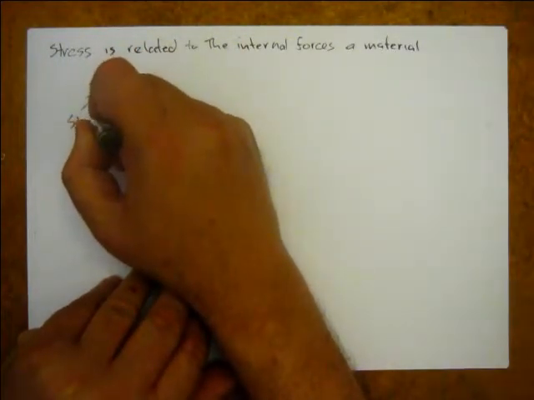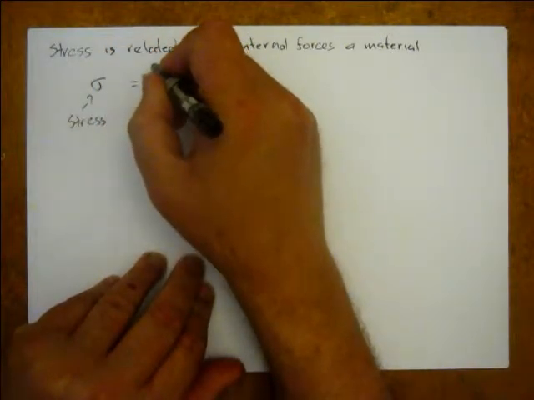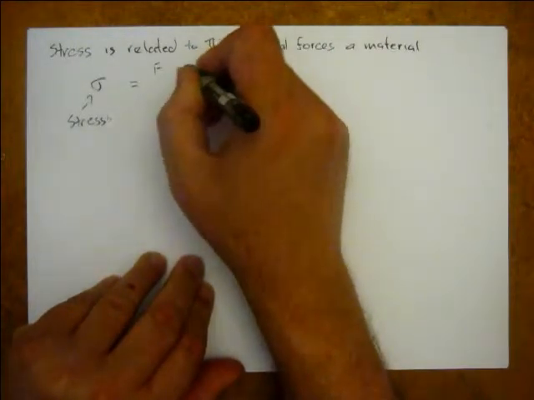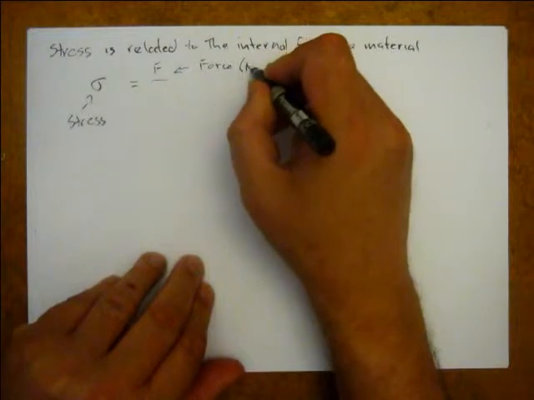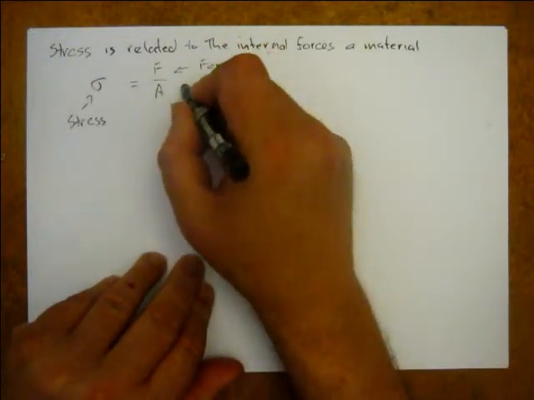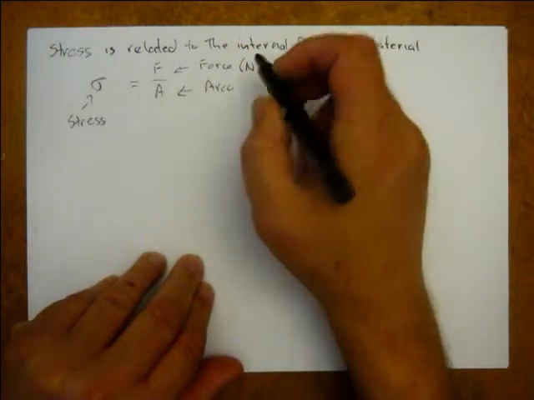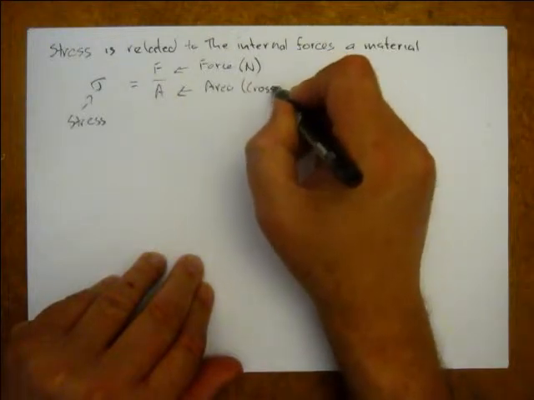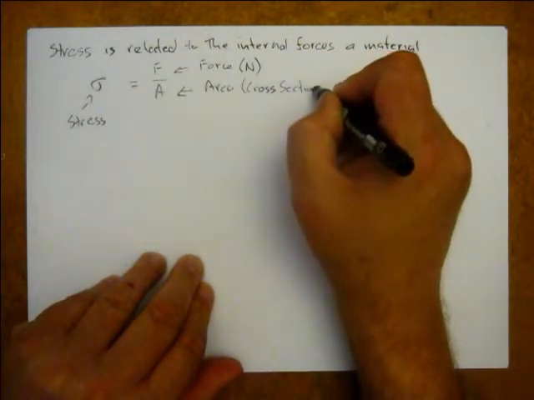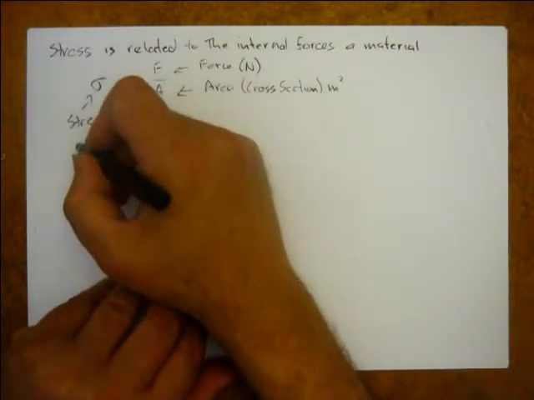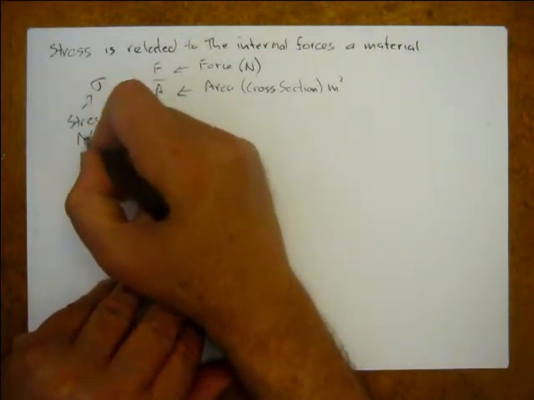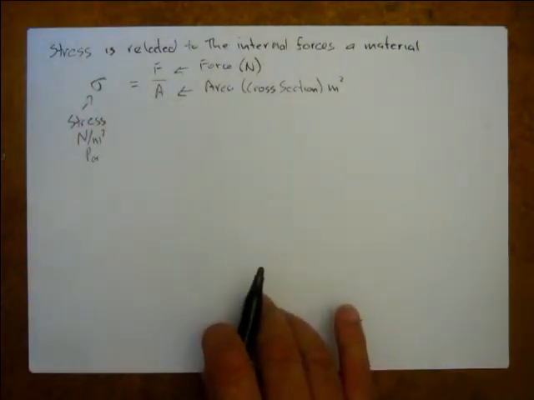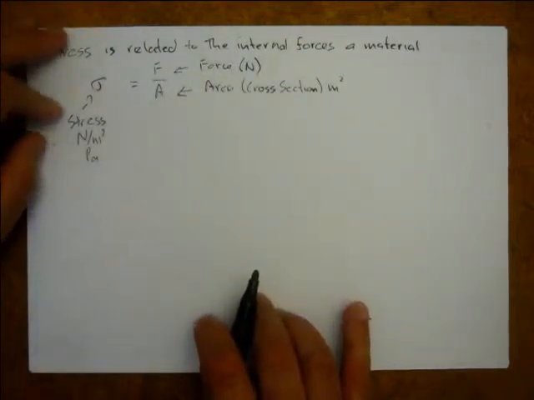We're going to use the Greek letter sigma for stress, equals the force applied, which is going to have a unit of newtons, over the area, which is the cross-sectional area, measured in meters squared. So the unit for stress is either newtons per meter squared or pascals. You will see both units of measurement. They both exist happily in the world.